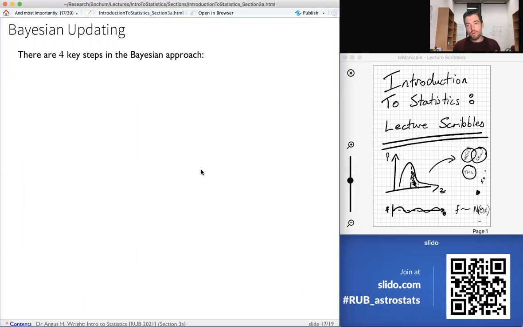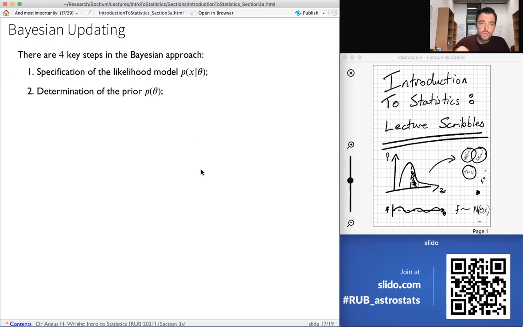When we actually want to do Bayesian inference, there are 4 steps, which we've already done a few times, but I'm writing them down to be explicit. The first is you have to specify a likelihood model, just like you do in classical inference. There has to be some means of calculating the likelihood of observing the data given the model, P of X given theta. Step 2 is specifying the prior.